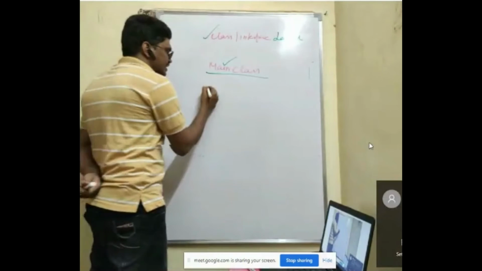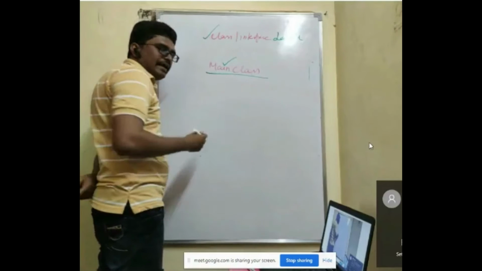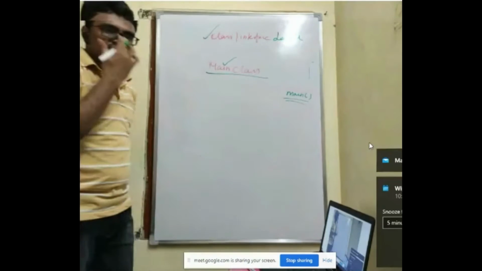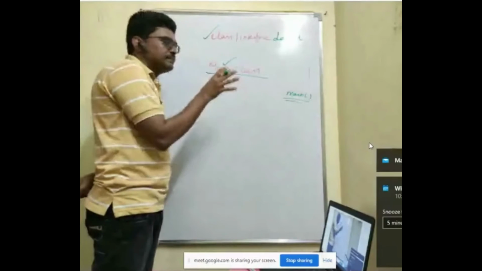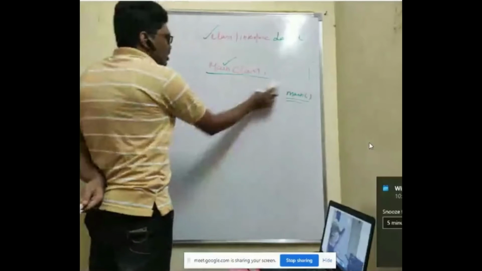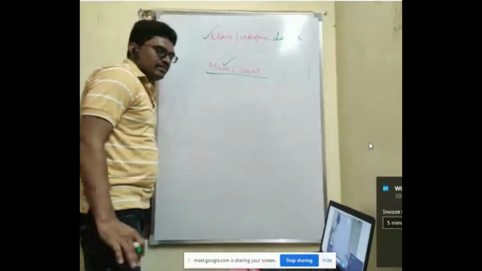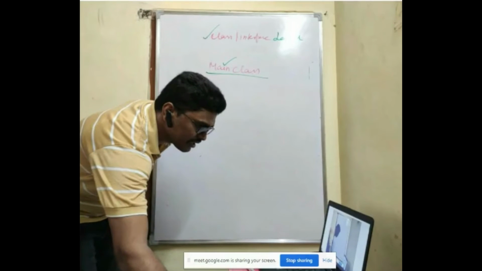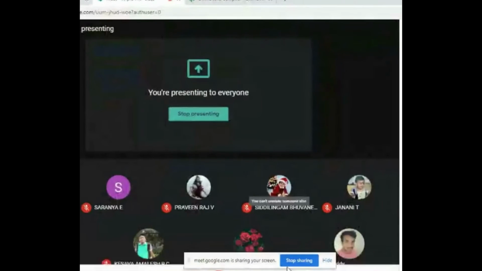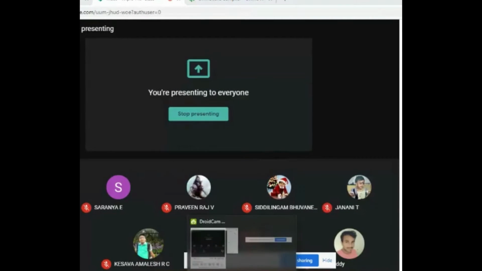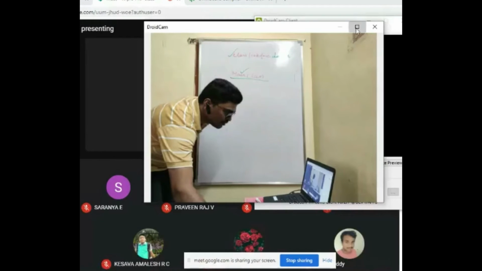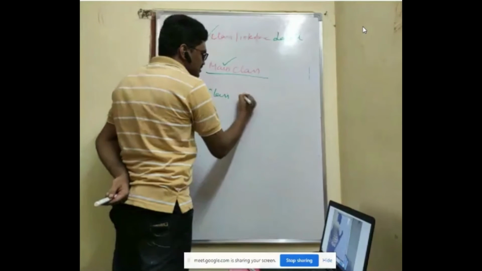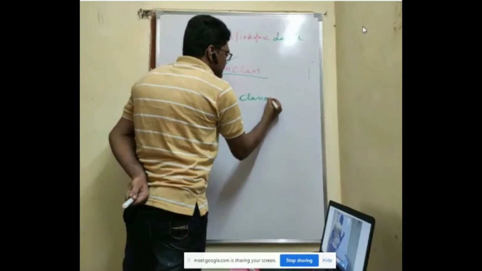What is the main class? A class which contains the main method. You have seen in your C program, it has a main method. Similarly in Java also we have a main method. So that is called the main class. A class which contains the main method is called the main class. So this is the syntax, class name.